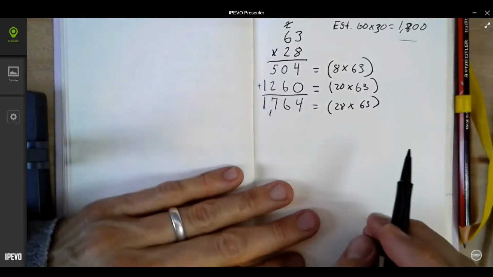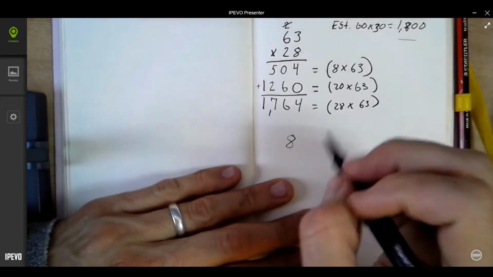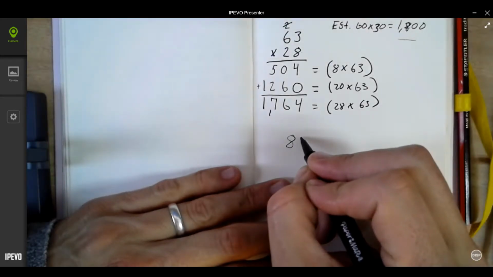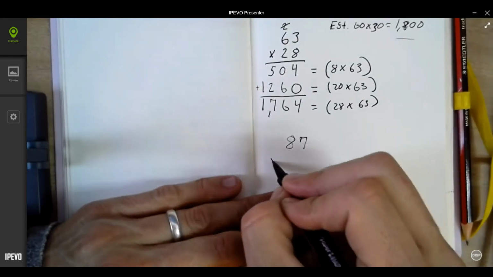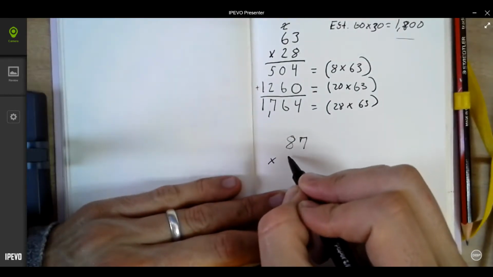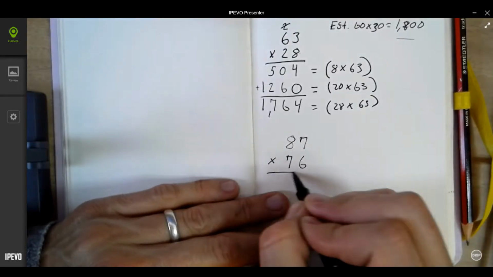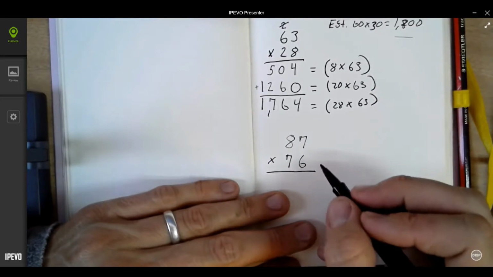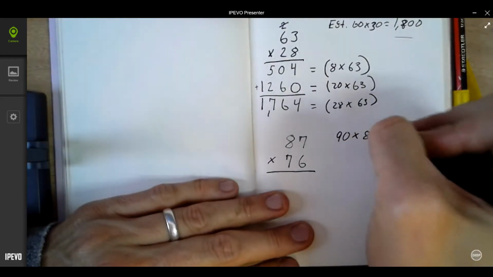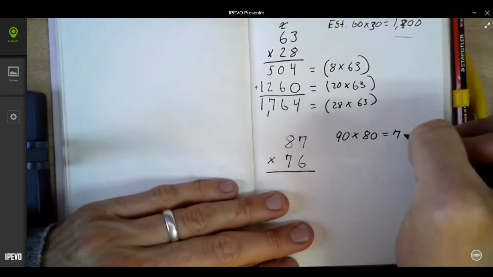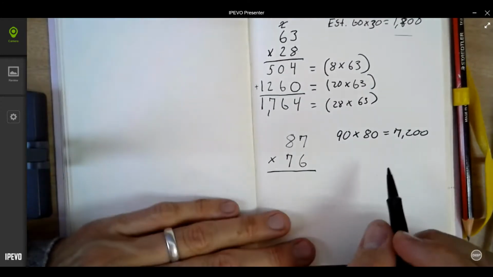Okay, let's try another one. What about something more difficult? 87 times 76. Okay, first thing I do is estimate. I'm going to round this to 90 times 80, which is going to give me 7,200. Okay, so that's where my answer is going to be.